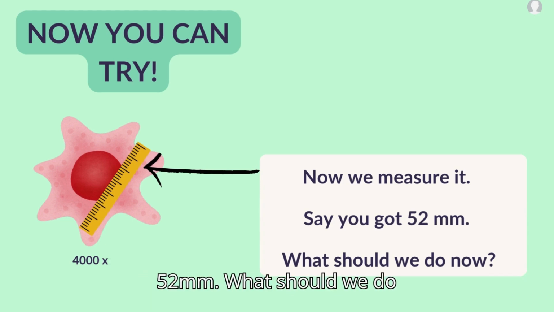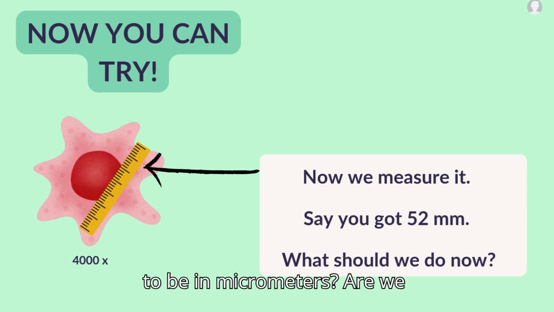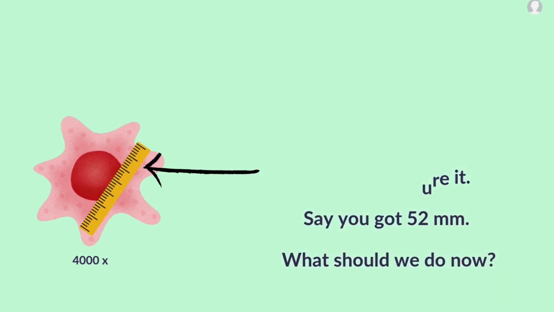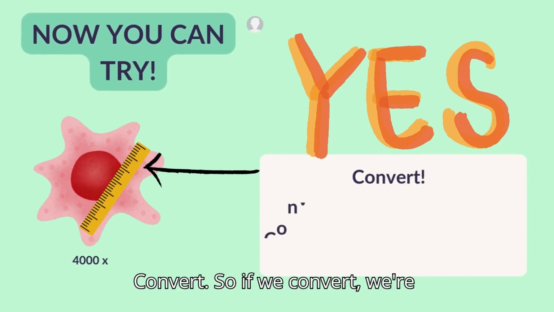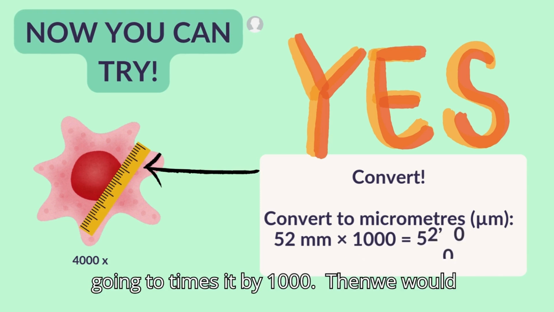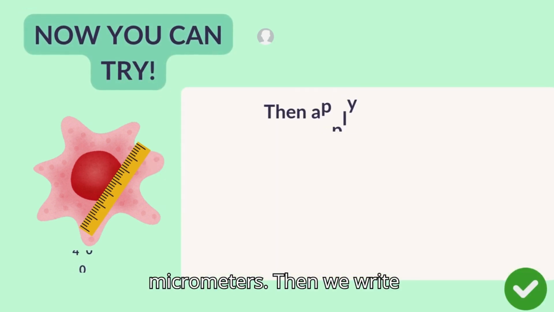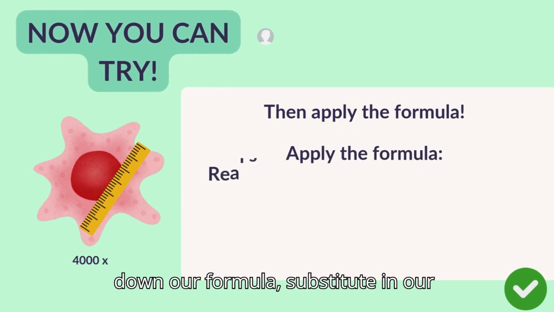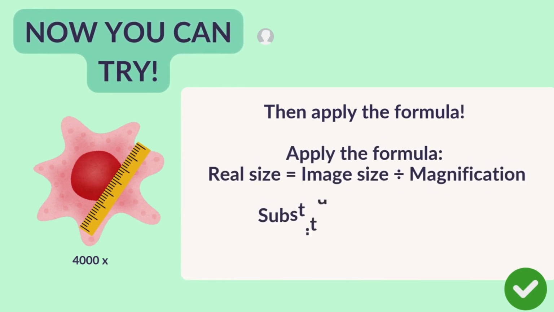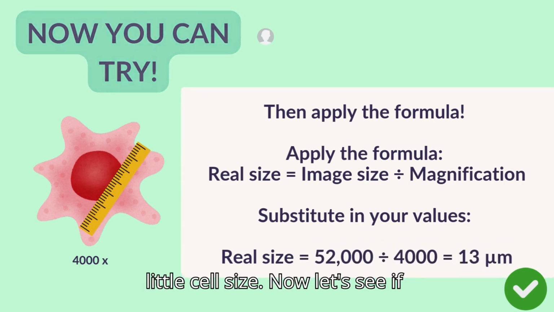Now let's say we got 52 millimeters. What should we do now if the question said our answer needs to be in micrometers? Are we finished? No, we are not. We need to convert. So we multiply it by 1,000 and we get 52,000 micrometers. Then we write down our formula, substitute in our values, and voila! There we have it. 13 micrometers is our little cell size.